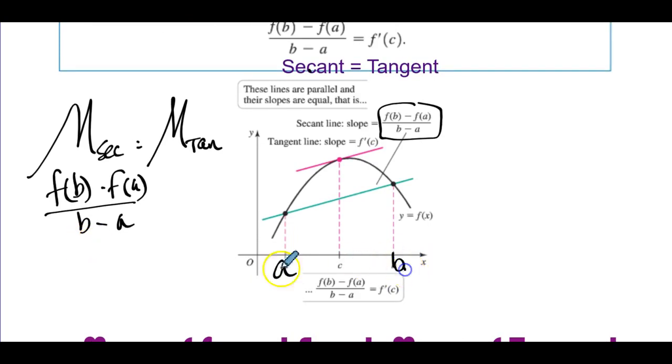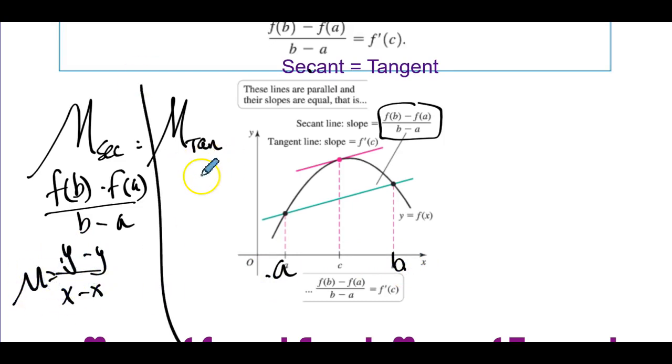So that's why we're doing b minus a. Remember, that's just y minus y over x minus x. It's just the slope that you're familiar with. But the slope of the tangent we've learned now, that's the derivative.